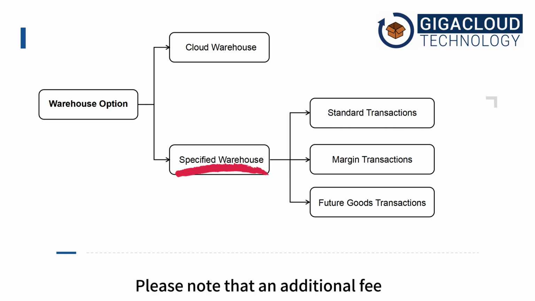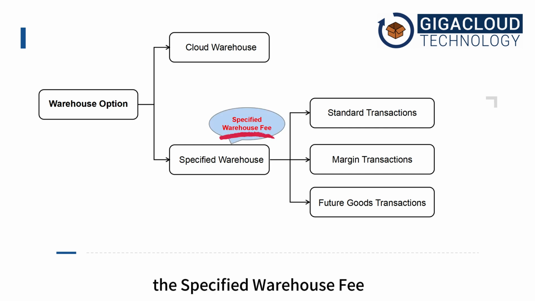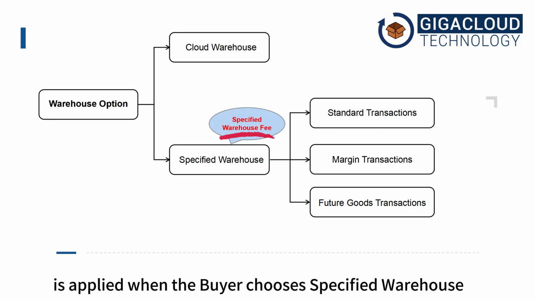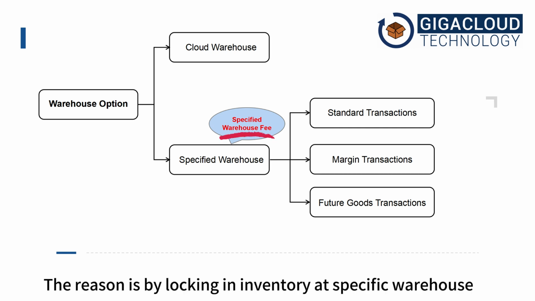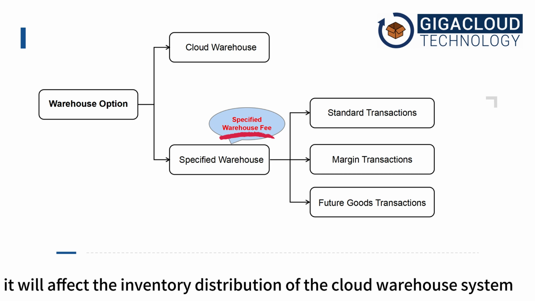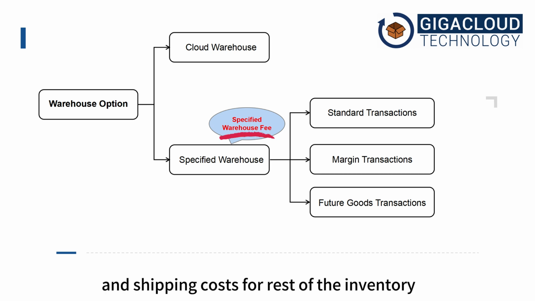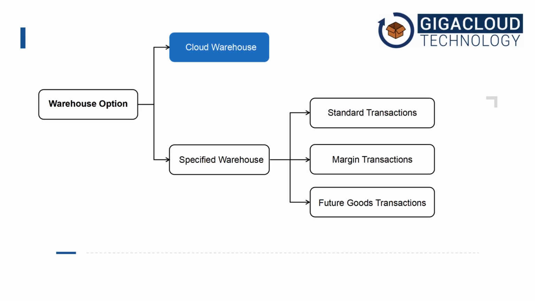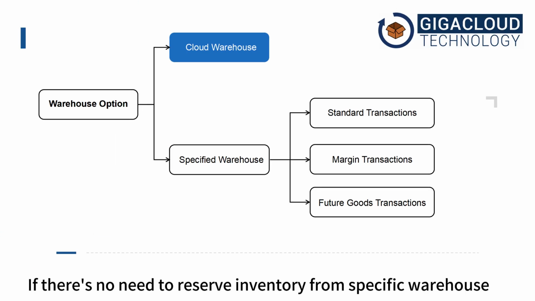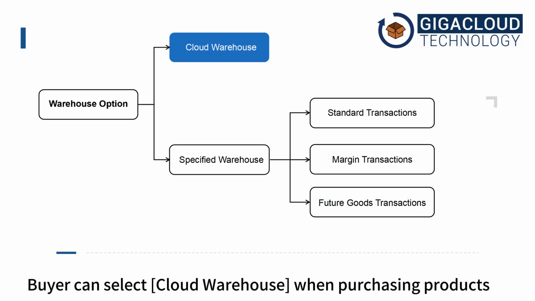Please note that an additional fee, the Specified Warehouse fee, is applied when the buyer chooses Specified Warehouse. The reason is by locking in inventory at specific warehouse, it will affect the inventory distribution of the Cloud Warehouse system and shipping costs for rest of the inventory. If there's no need to reserve inventory from specific warehouse, buyer can select Cloud Warehouse when purchasing products.